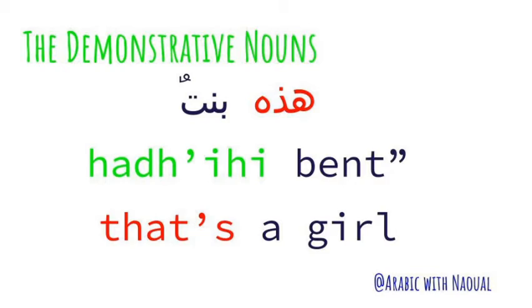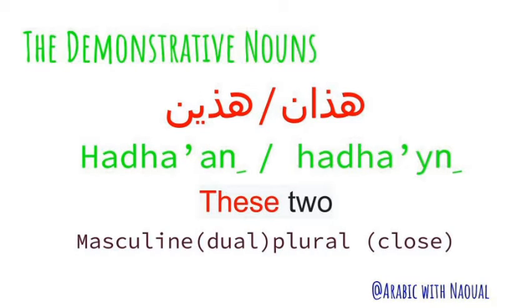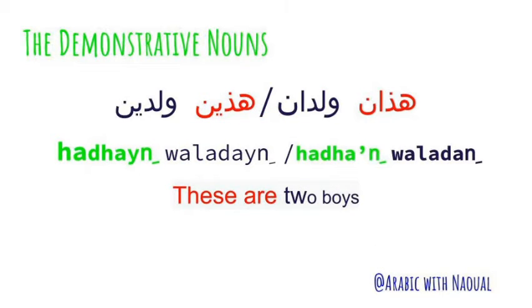The demonstrative nouns هذان or هذين for masculine, for two persons. We can see هذان or هذين. An example for هذان: هذان ولدان. An example for هذين: هذين ولدين. These are two boys.